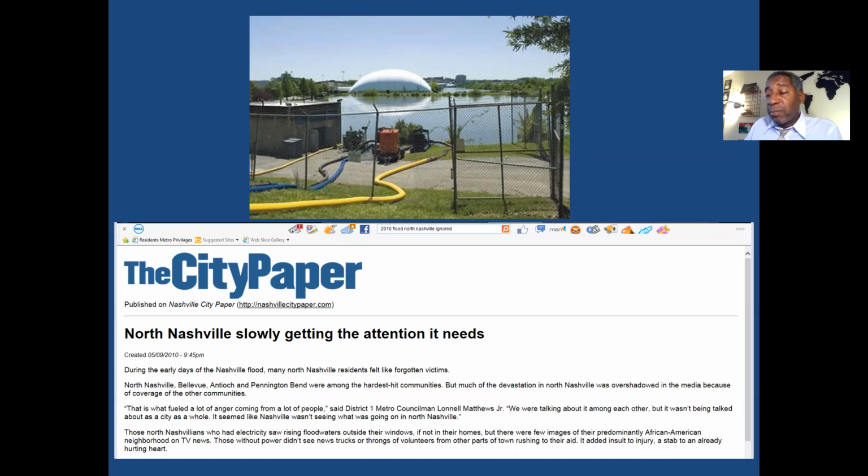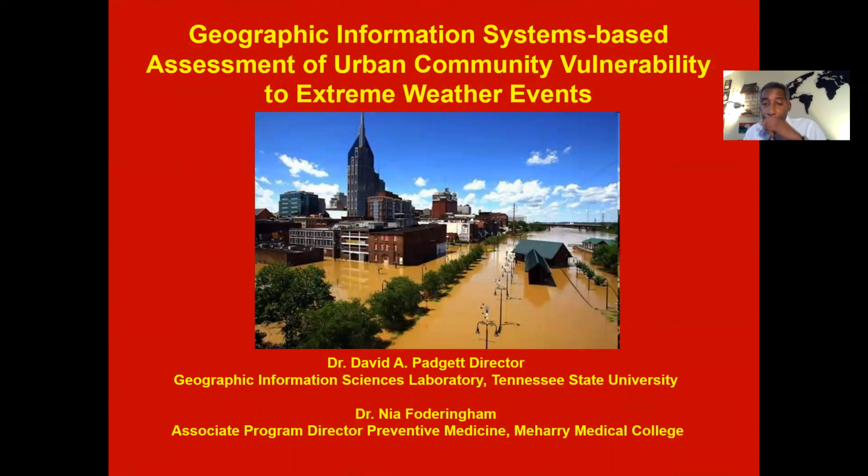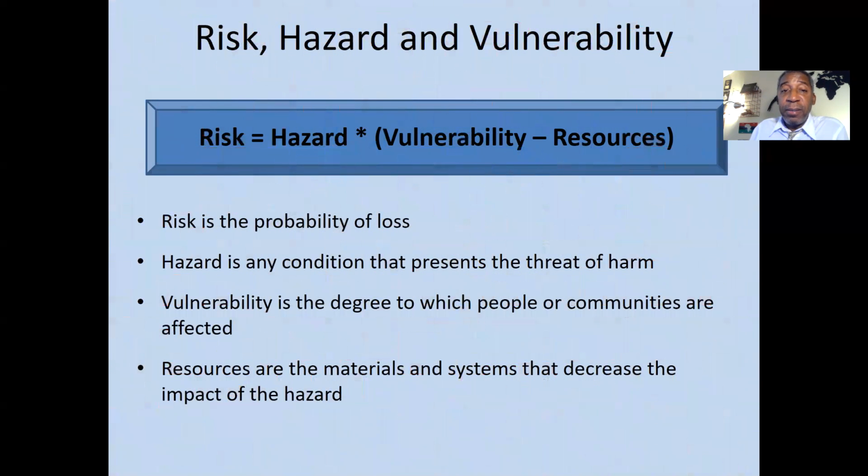Many people concluded or felt. So the first part of the analysis of community vulnerability focused upon one community, and that was the 37208 zip code area. I teamed up with Dr. Nia Fotheringham, who was a physician at Meharry Medical College at the time, to look at a larger view of community vulnerability, of urban community vulnerability to extreme weather events, looking across the entire city.